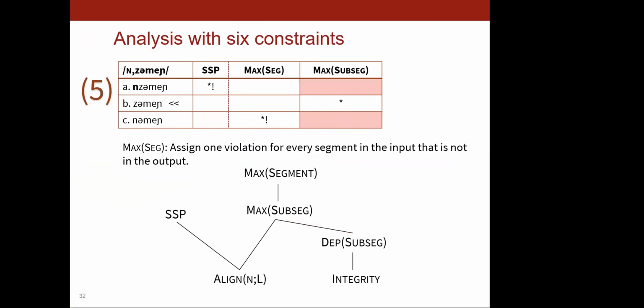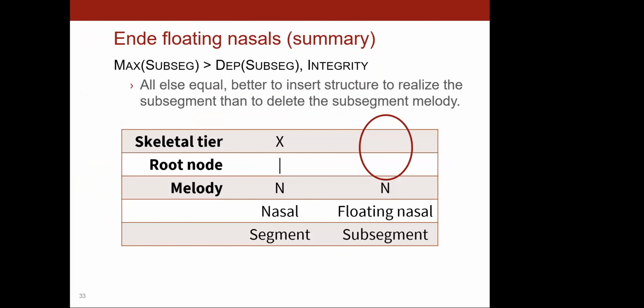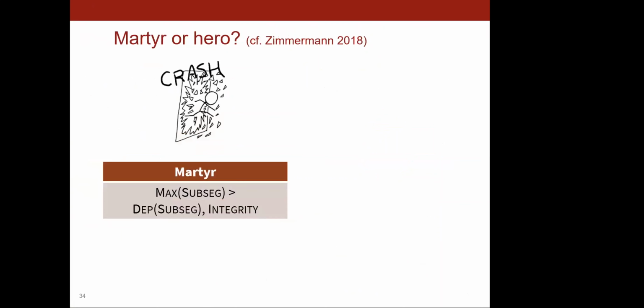So we can see the full ranking for floating nasals here. And I didn't walk you through the constraints that were necessary for correspondence between the nasal and the obstruent, or for aligning it that way, but I can explain it in the Q&A if you would like. The crucial ranking that is relevant for today is the fact that max subsegment is ranked above dep subsegment and integrity. And that's what gives the floating nasals their martyr type behavior. It's better for them to be realized than it is for them to be deleted. So recall, yes, that this is the type of behavior that I call a martyr ghost.